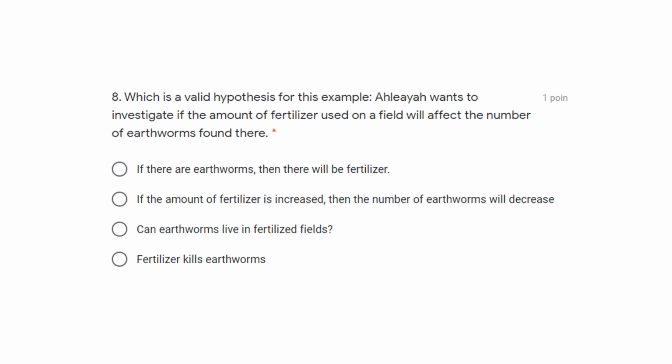Now, what is a valid hypothesis for this example? Alia wants to investigate if the amount of fertilizer used on a field will affect the number of earthworms found there. So a hypothesis is a guess. Often we see it as if this happens, then that will happen. A hypothesis is never a question. Asking a question is the first thing that we do. We want to know how earthworms live. Can they live in fertilizer, for example?